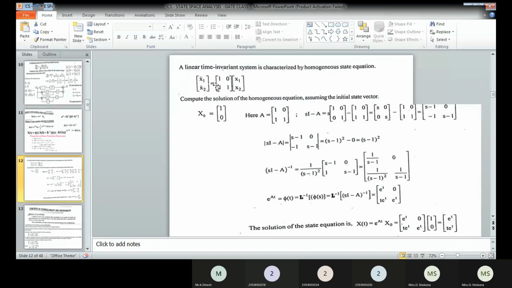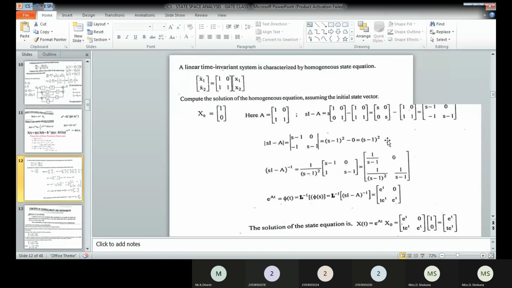So here, first of all, you have to take the A matrix, that is [1 0; 0 1], and then sI minus A. Here I is nothing but your unit matrix. The unit matrix is a 2 cross 2 matrix, therefore [1 0; 0 1], and then minus the A matrix, which is nothing but your given matrix. Then multiply with s the unit matrix and s minus A. So you will be getting [s-1 0; 0 s-1]. Now you have to determine the determinant.